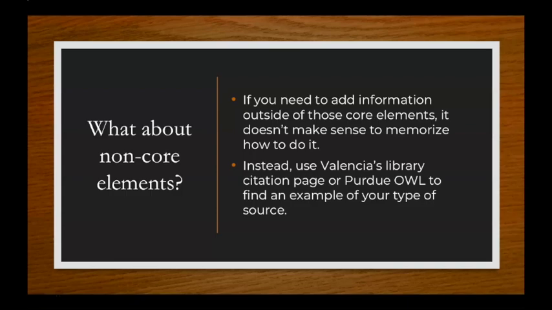However, sometimes your source will have more information that the readers would need to know to find that source. If it's not one of the core elements, it doesn't really make sense to memorize each additional piece of information that a source might have. Instead, use Valencia's library citation page or Purdue OWL to find an example of your type of source.